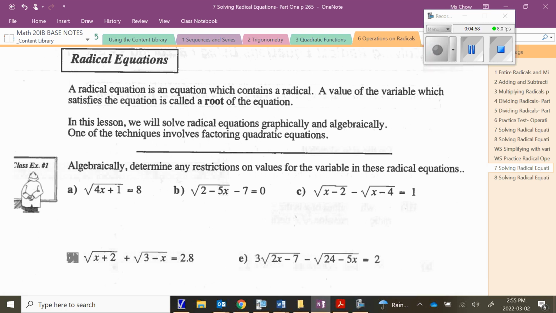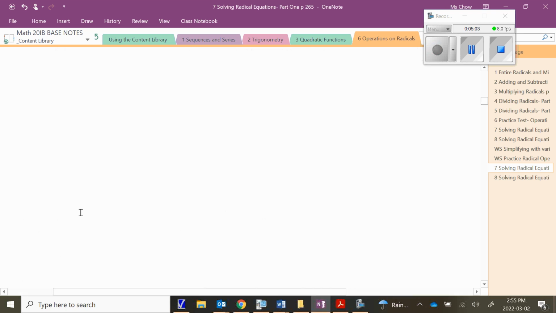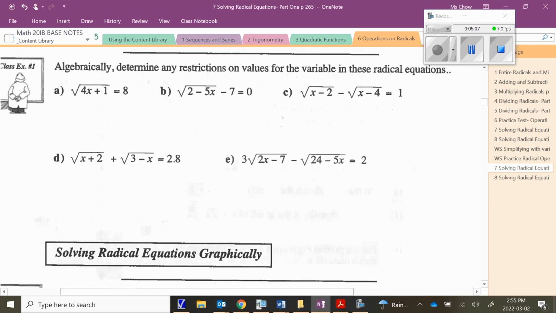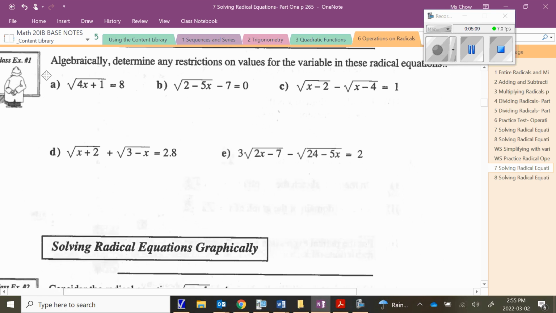Something to keep in mind though, because we have radicals and we cannot take the square root of a negative, we need to think about restrictions. So the only thing that we're worried about is the radicand. So for that A portion, if we're only looking at determining restrictions, then what we want to say is that 4x plus 1 must be greater than or equal to 0.